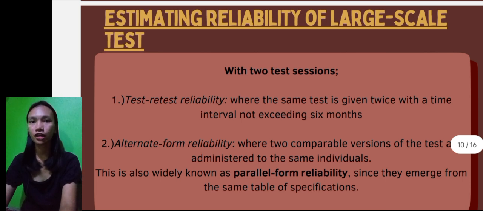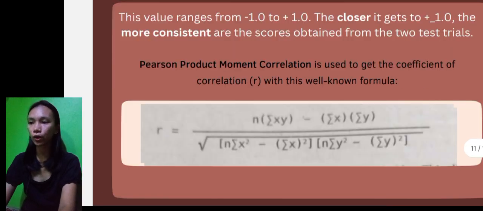The nature and strength of the relationship, or correspondence, between the two sets of scores is then established using the coefficient of correlation. This value ranges from negative 1.0 to positive 1.0. The closer it gets to positive or negative 1.0, the more consistent are the scores obtained from the two test trials. The closer the correlation coefficient is to positive 1.0, the more consistent the scores are between the two test trials or versions, indicating high reliability.